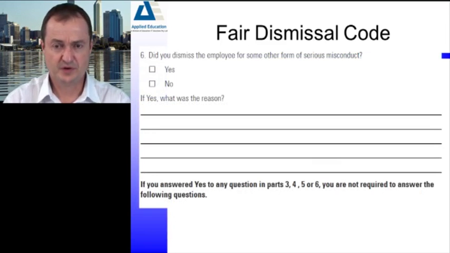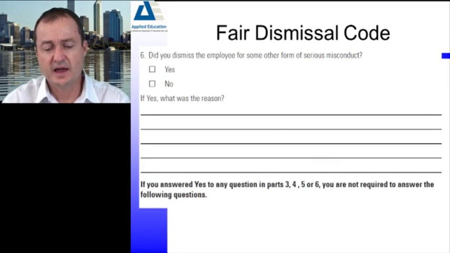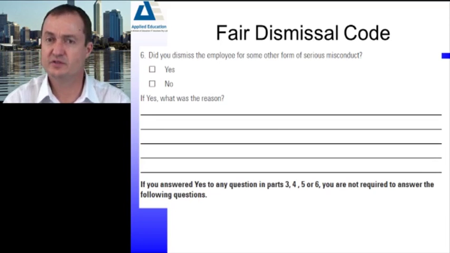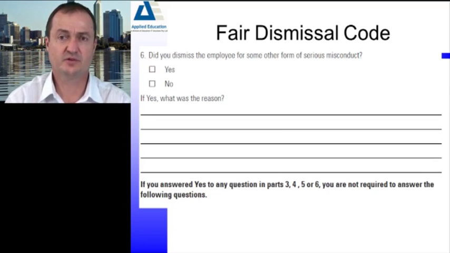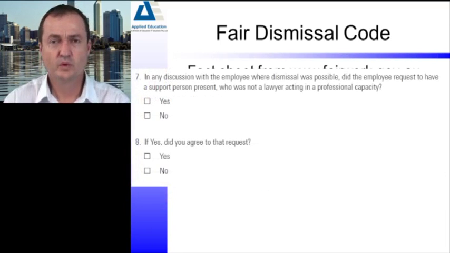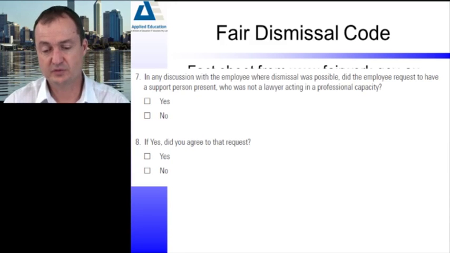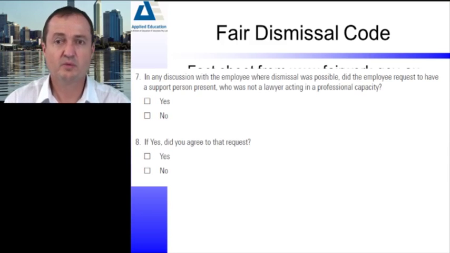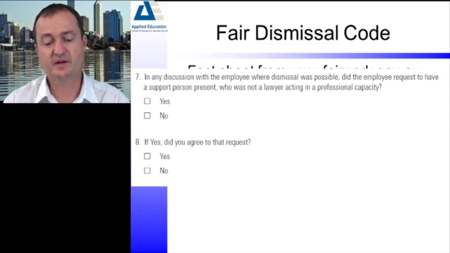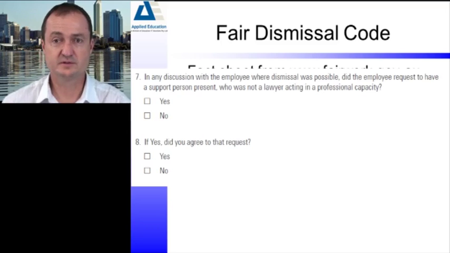Next, you've got other forms of serious misconduct. And with other serious misconduct, you just need to stipulate very clearly what the reason for the misconduct was. Where a dismissal is possible, your employee does have the right to have a support person present, as long as that person is not a lawyer acting in a professional capacity. And I guess this is probably more important if you're, say, dealing with a minor, somebody perhaps with a language barrier, or at some other disadvantage. So if it's requested, you should obviously agree to that request.